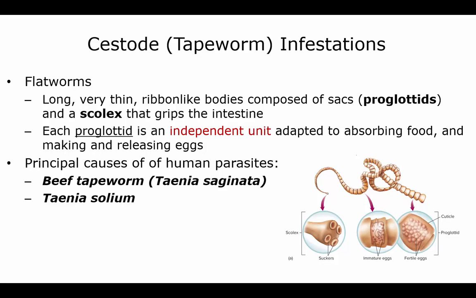Now, to talk about our tapeworms or our cestode infestations, these are flatworms, and they have a very long, thin, flat or ribbon-like body that has these sacs called proglottids, and then the head region is a scolex that grips the intestine. Each proglottid is independent, and it's adapted to absorb food and to make and release eggs.